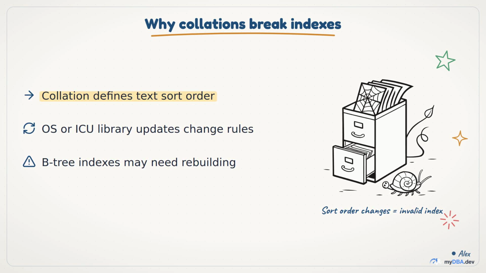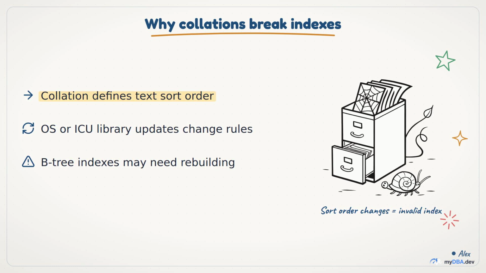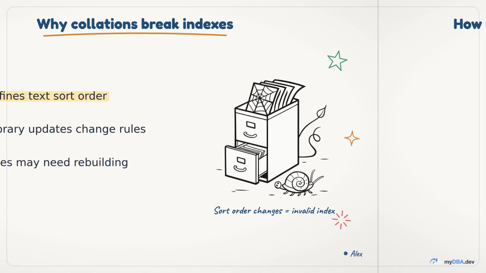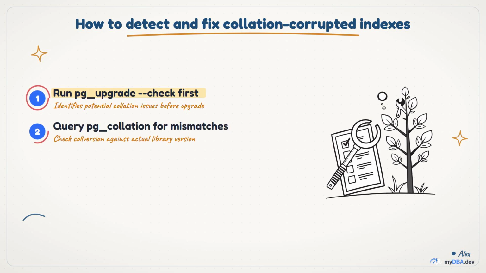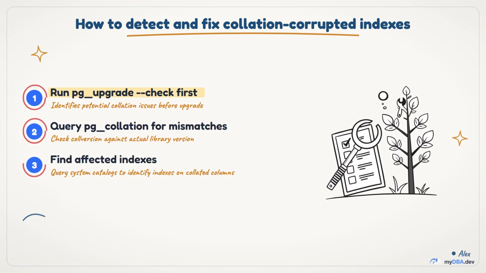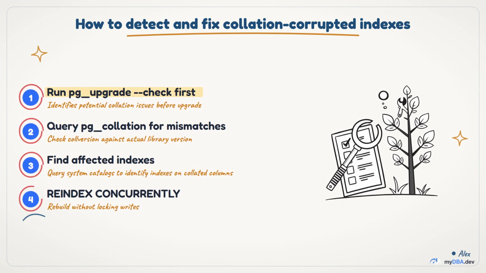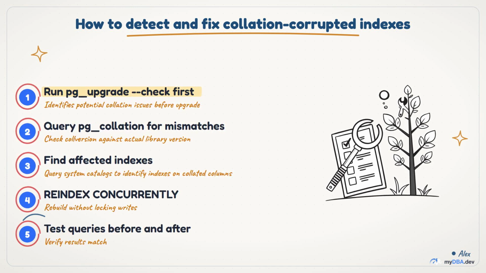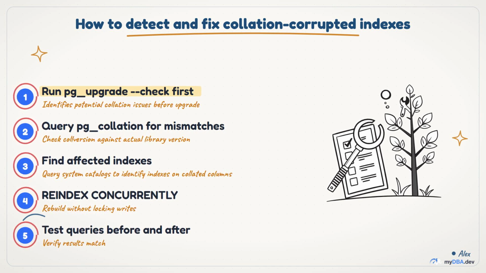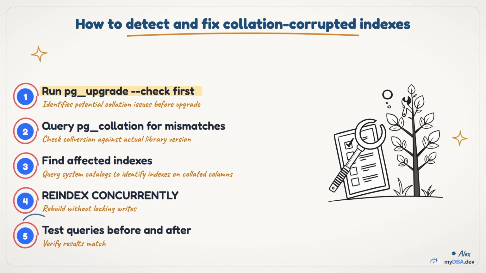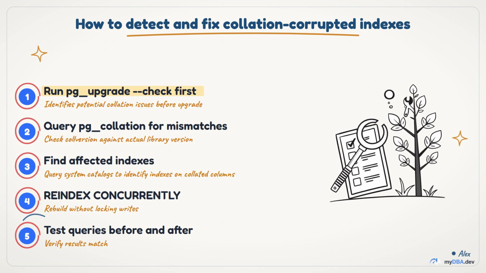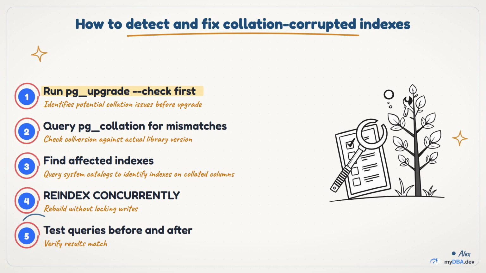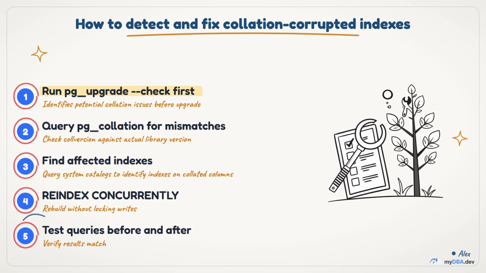You need to use pg_upgrade with the check option or manually verify collation versions and then reindex affected indexes. Always run pg_upgrade with check first to identify potential collation issues before you commit to the upgrade. You can also query pg_collation and check the collversion column against the actual library version using pg_collation_actual_version. Once you've identified affected indexes, you must reindex them, preferably with REINDEX CONCURRENTLY so you don't lock the table, and critically, test your queries before and after to make sure the results match.